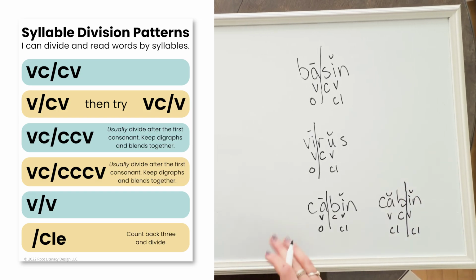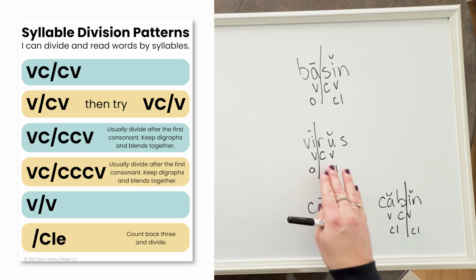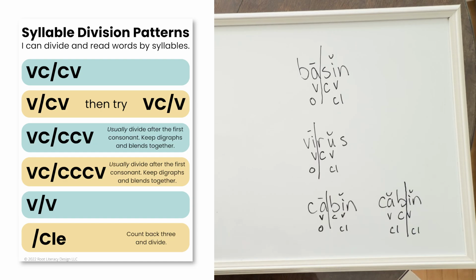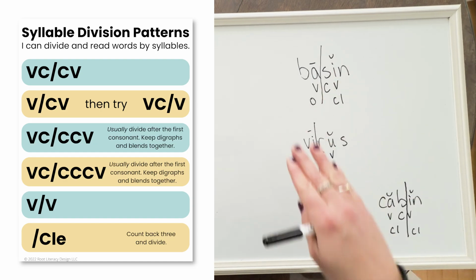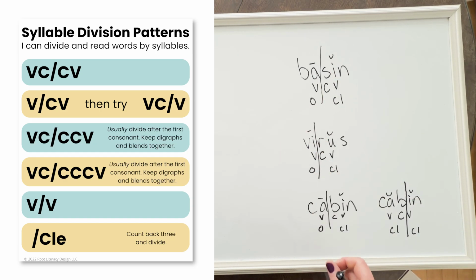So we teach students to divide after the first vowel the first try, because this is the most common way that words are divided and read. You don't want them starting with the less common way. We want them to have success on the first try as much as possible. So you go with what they're going to see more often first, and you teach them to move it over and divide after the consonant if it doesn't work on the first try.